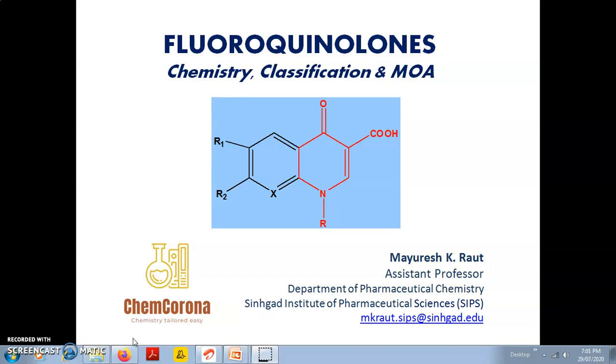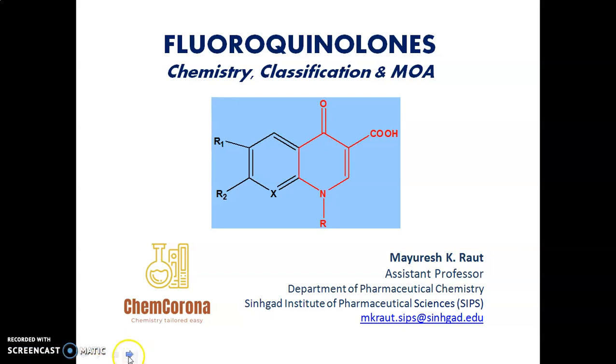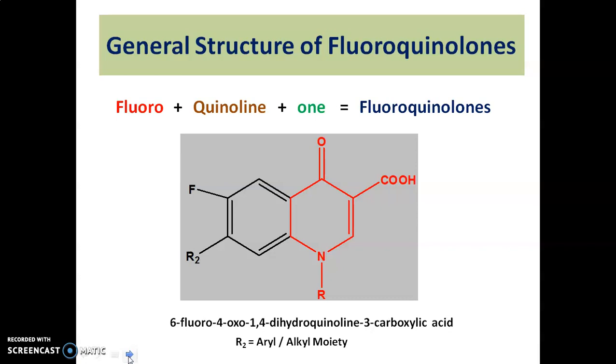In this video, we are going to discuss fluoroquinolones, its chemistry, classification and mechanism of action. What are fluoroquinolones? Fluoroquinolones are antibacterial agents. We can divide this word fluoroquinolones in three parts: fluoro plus quinoline plus -one, which together we call fluoroquinolone. Now let us see the numbering of this structure of fluoroquinolone.